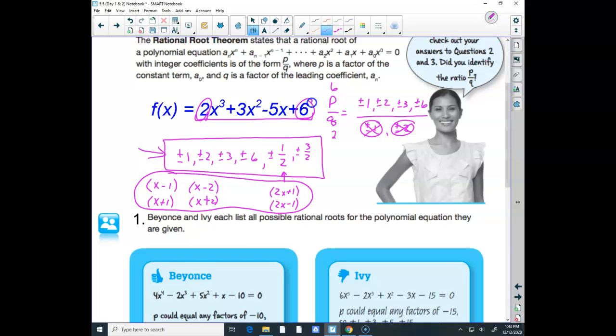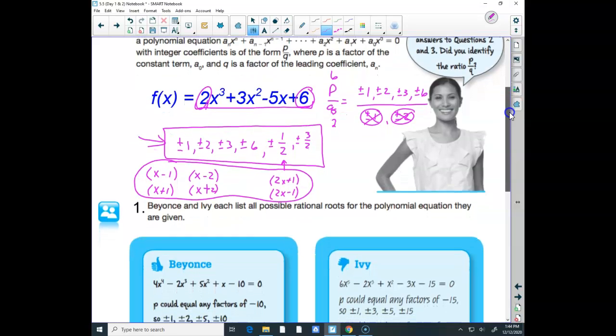And how do I know which ones are? Guessing and checking. Start at 1, go to 2, go to 3, go to 6. That's what I would always start with, the integer values, because let's face it, those fractions are a little bit harder to synthetically divide out, and then we're just going to guess and check.